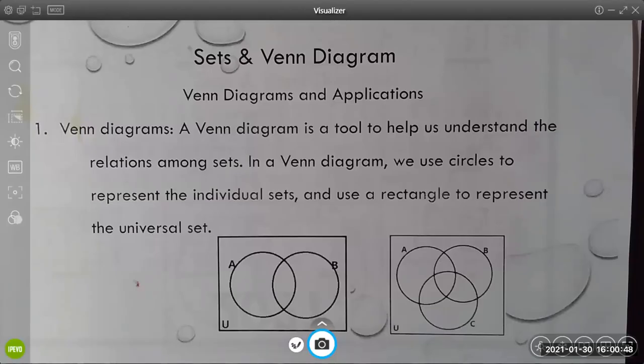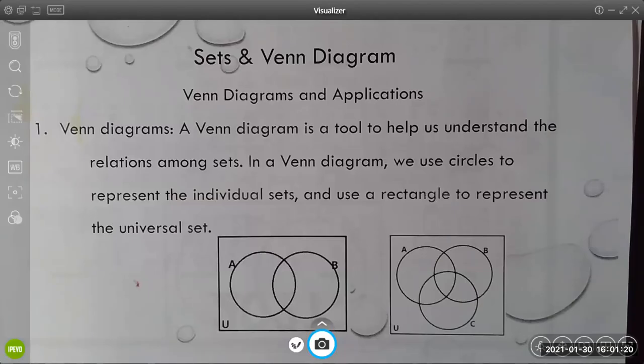First of all, a Venn diagram is just a tool to help us understand the relationship among the sets. Basically, the components of a Venn diagram are that you're going to have a rectangle first, and that rectangle represents the universal set. And then for other individual sets, you're going to use circles. So each circle represents an individual set.